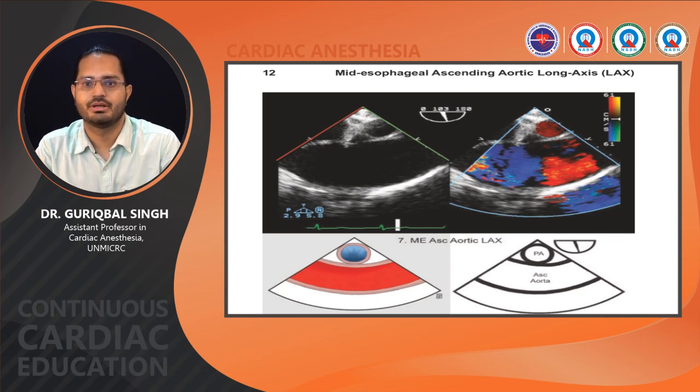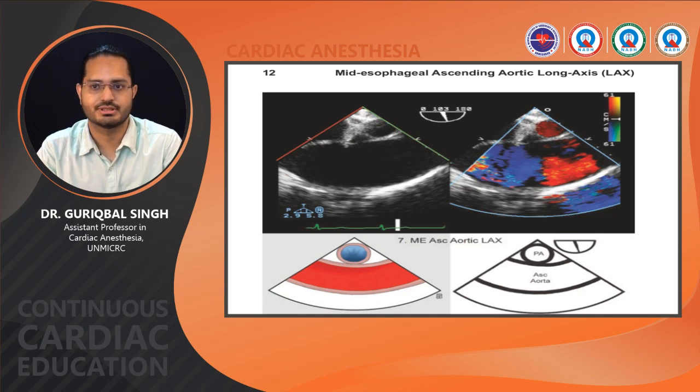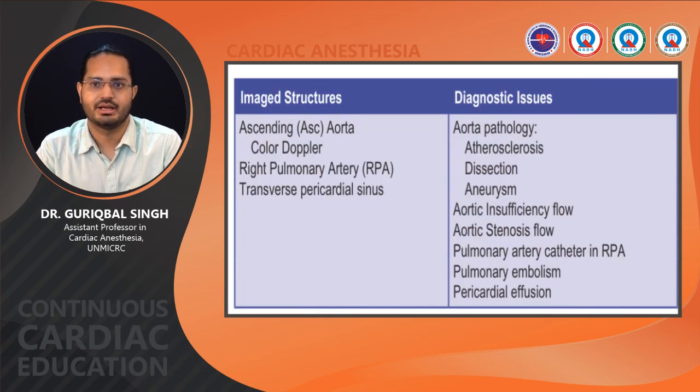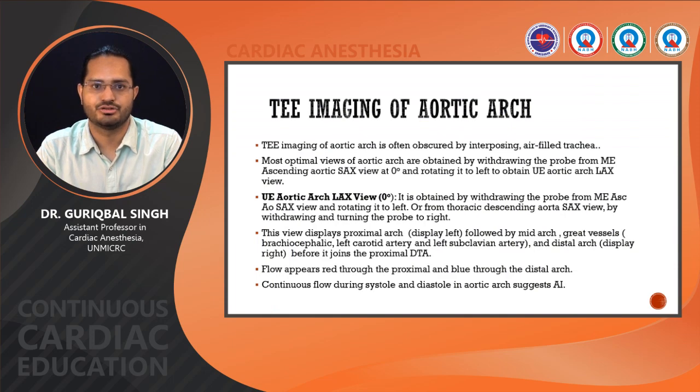In systole, flow will appear red through the proximal and blue through the distal ascending aorta. In late systole and early diastole, flow will be in the opposite direction to facilitate closure of the aortic valve. Turbulent systolic flow will suggest aortic stenosis, while continuous flow during both systole and diastole will indicate aortic insufficiency. So we can see any aortic pathology like atherosclerosis, dissection, aneurysm, aortic insufficiency flow, AS flow, PA catheter in the RPA, and also pulmonary embolism and pericardial effusion.